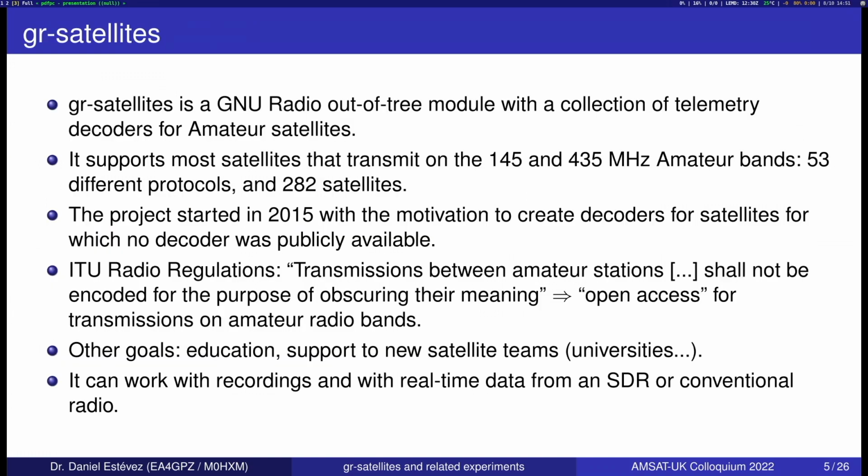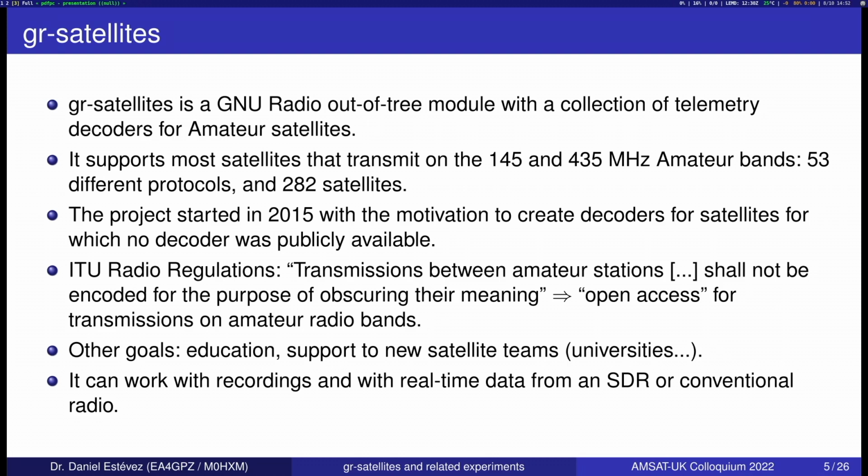GR Satellites is a GNU Radio out-of-tree module, and it contains a collection of satellite decoders for telemetry of amateur satellites. It tries to support most of the amateur satellites transmitting on VHF and UHF. And every time I do a presentation about GR Satellites, I update these numbers. So far it supports 53 different protocols and more than 280 satellites. I think this is really good news because it means people are all the time launching new satellites, developing new protocols which are either variations of what existed or completely different.